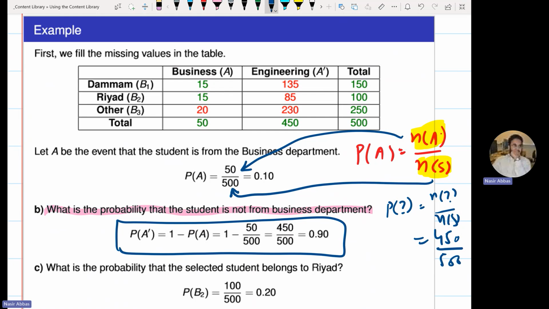What is the probability that the selected student is from Riyadh? Simple application. The number of students from Riyadh divided by the total number of students, which is 100 divided by 500. This is 20%.